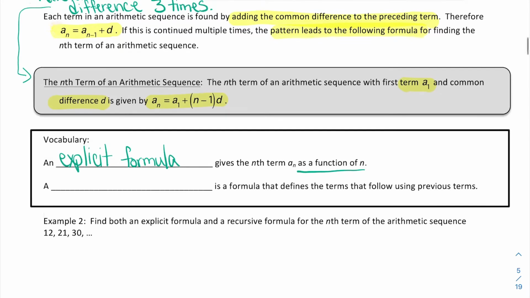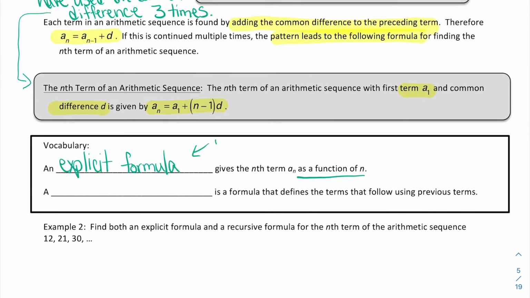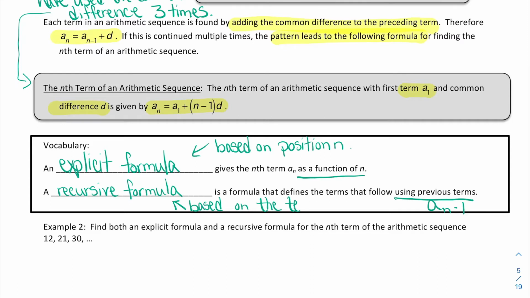Okay, so these are based on position n. Okay? So then a recursive formula, we talked about yesterday or in 10-1 as well. That's a formula that defines the terms using previous terms. That's going to have built-in n minus 1, okay? So a recursive formula is based on the term before.